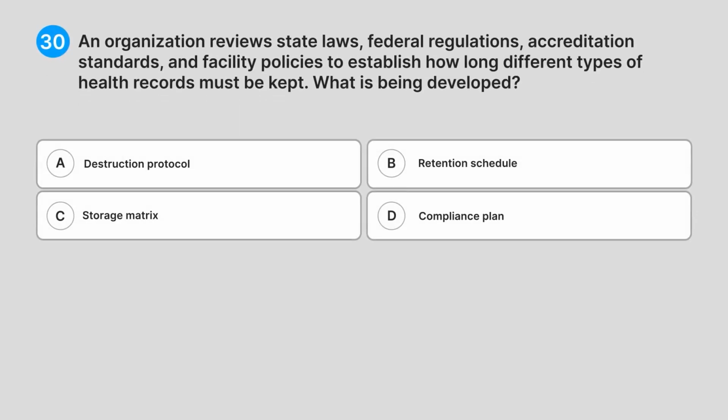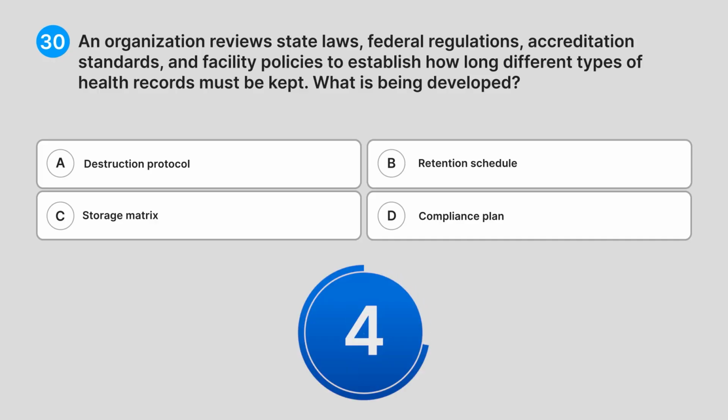30. An organisation reviews state laws, federal regulations, accreditation standards, and facility policies to establish how long different types of health records must be kept. What is being developed? A. Destruction protocol. B. Retention schedule. C. Storage matrix. D. Compliance plan. Do you know the answer?